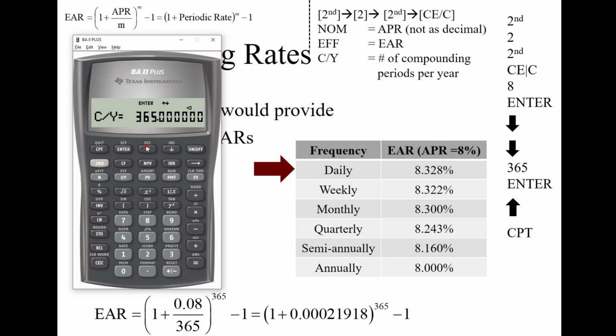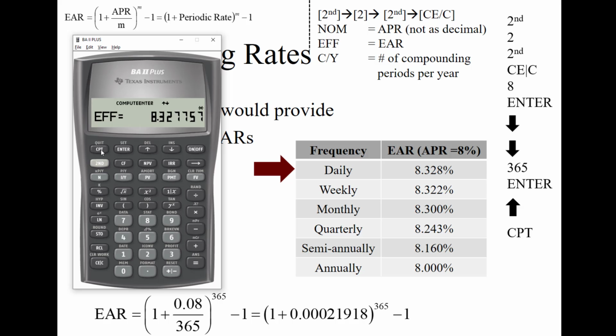We'll hit an up arrow. And then I'm going to hit compute to calculate our effective annual rate. And if we were to solve this, both the formula method and the calculator version, we'll see that our effective annual rate is 8.328% with an APR of 8%, assuming daily compounding.